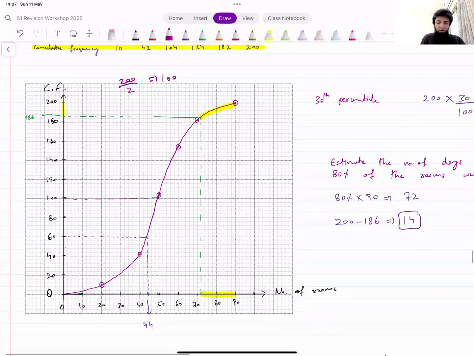Similarly, they can ask you to find the lower quartile, the upper quartile. How do you find them? Lower quartile is n over 4. Upper quartile is 3n over 4. You would find those values on the vertical axis and find the corresponding values on the horizontal axis, right?